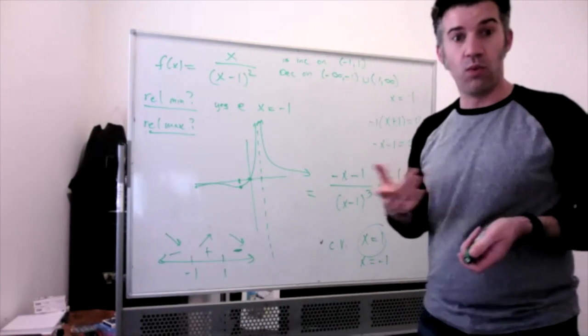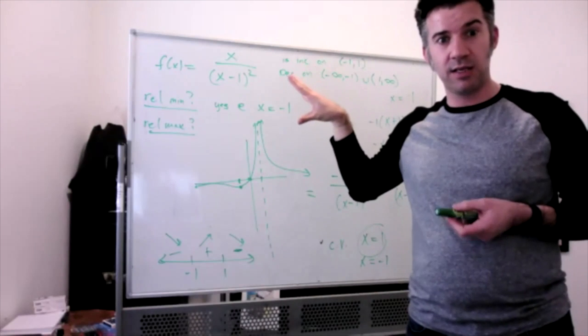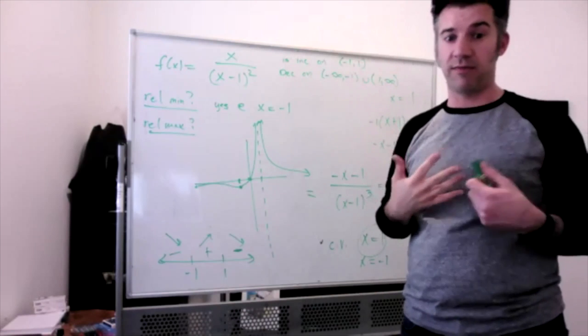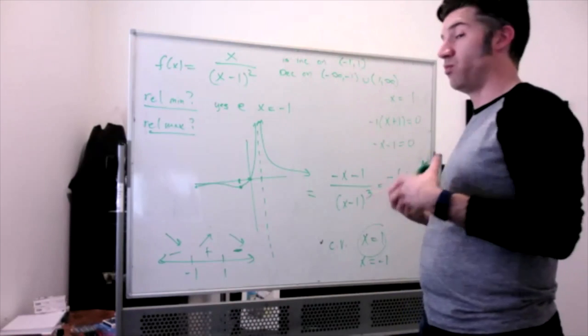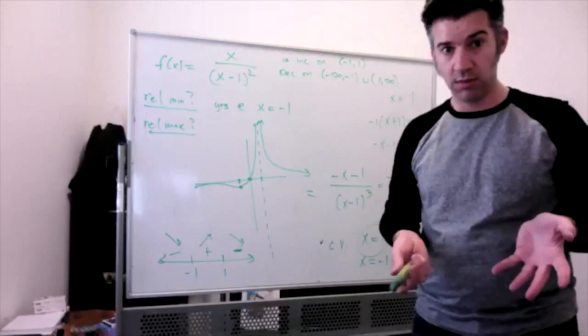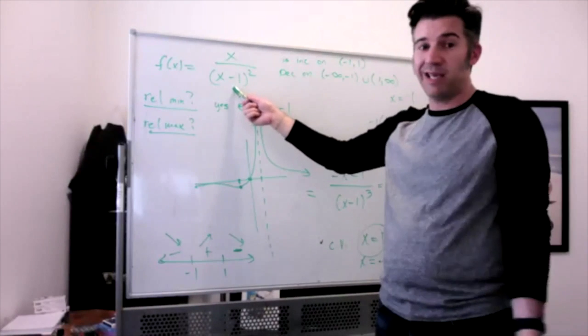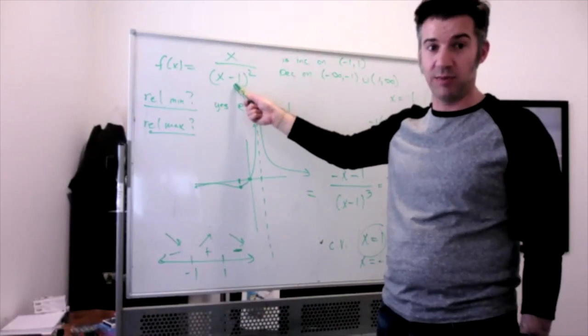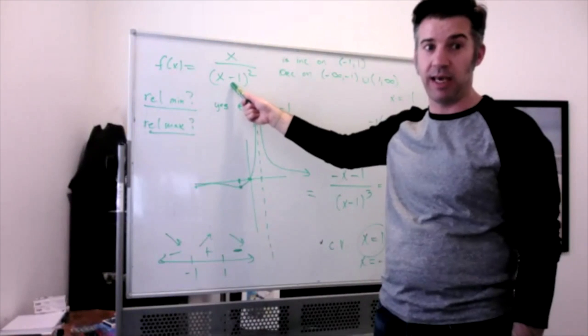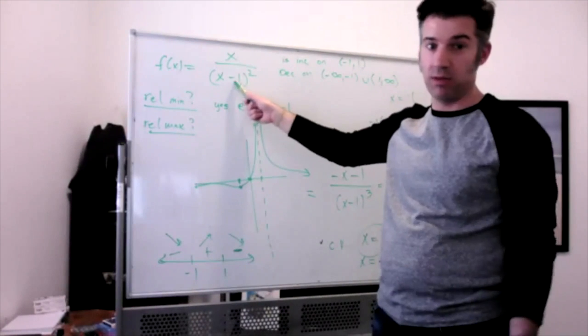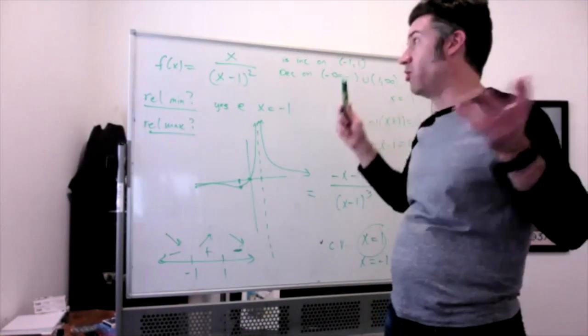So when you are looking at functions like this and trying to graph them and classify all your relative extrema, I would really encourage everyone to start off by saying, x can't be 1. I have a vertical asymptote there. I cannot possibly have a max or a min. Not possible.